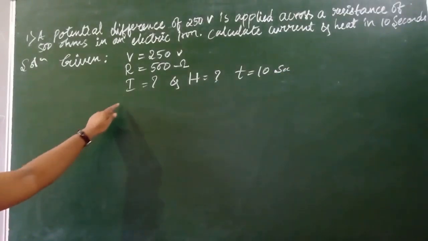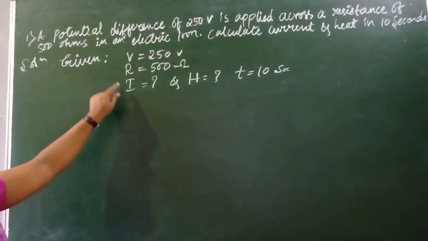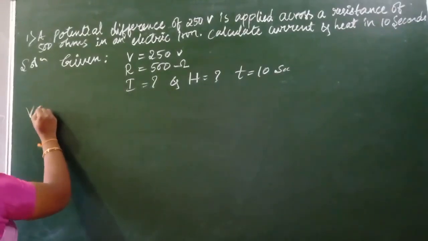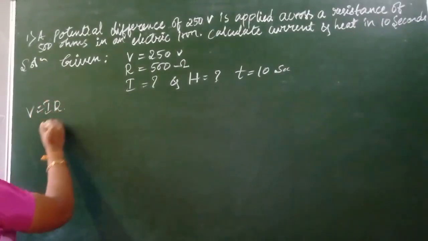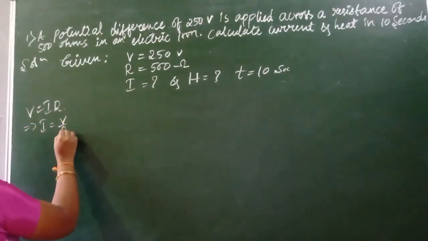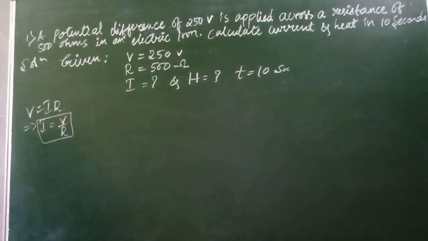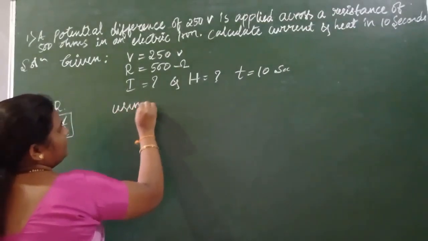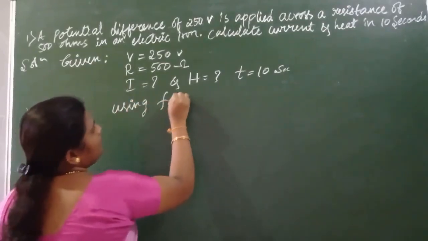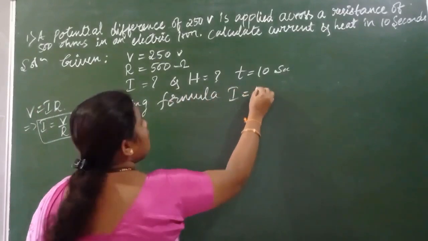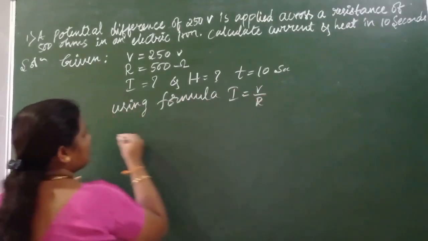We want to calculate first I, children. See what formula can we use here? Yes, very good. What is that? V is equal to I into R. This implies I is nothing but V by R. Isn't it, children? So using the formula I is equal to V by R.